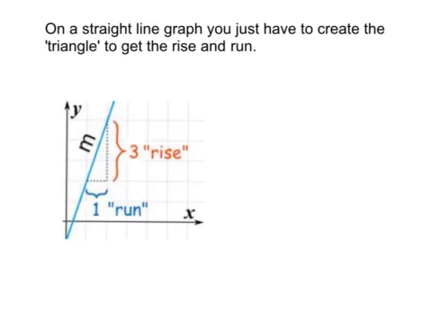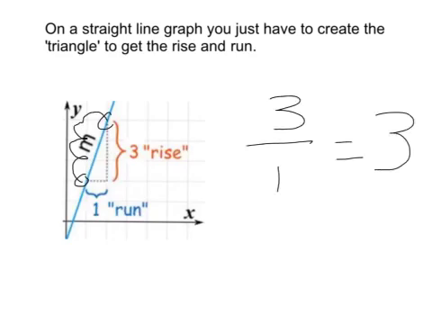So again, for this example, they have chosen this point here and this point here. You can then see my rise is 3 and my run is 1. Therefore, my gradient would be 3.